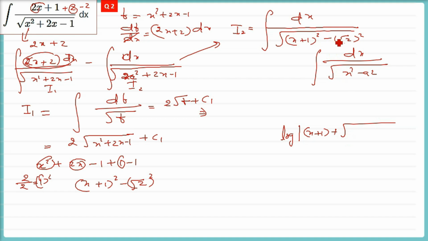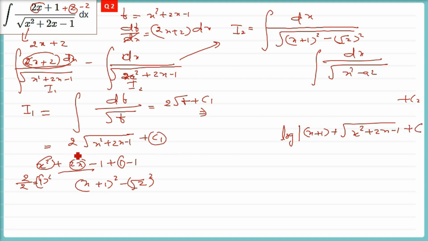Now, where has (x plus 1) whole square minus root 2 whole square come from? It has come from x square plus 2x minus 1, the original expression. So rather than writing (x plus 1) whole square minus root 2 whole square, you can directly write x square plus 2x minus 1. And I'm adding a constant here, which is C2. And C1 plus C2 becomes C.